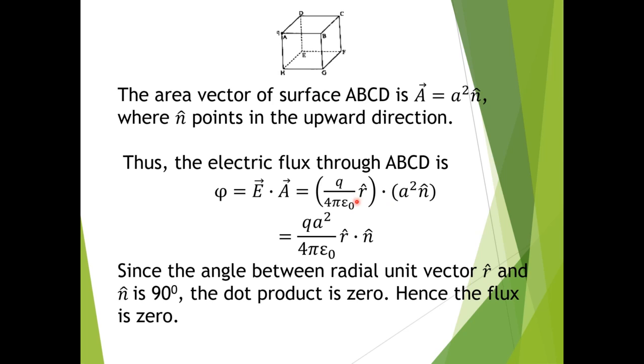So essentially what we get is the dot product between r cap and n cap, but these are the unit vectors. Now let's find out the angle between these two unit vectors. Since this is charge Q, r cap is pointing radially, so it is lying on this surface, while n cap is pointing upwards. So the angle between them is 90 degrees, and since we are taking dot product, the dot product is 0, so the flux through the surface is 0. Let us look at the next problem.